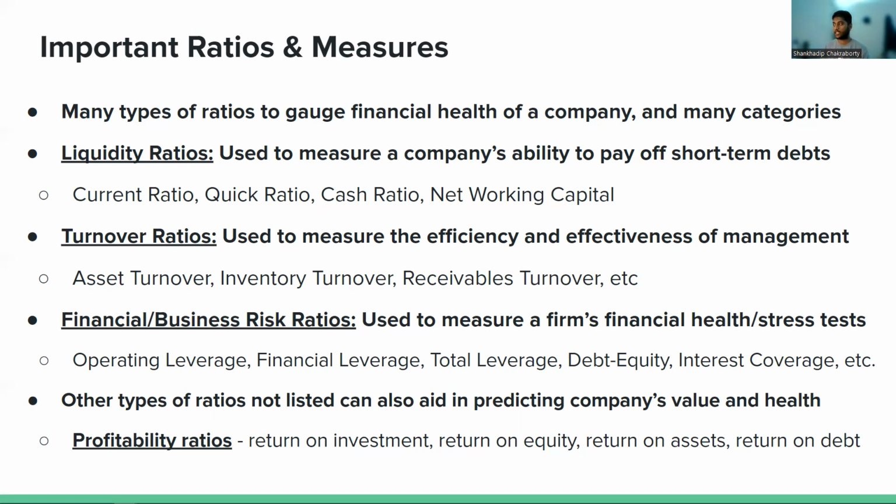Financial and business risk ratios. These are usually stress tests for the financial health of a firm. This is kind of a gray area because it doesn't fall explicitly into one or the other category. It is mainly a short-term measure of the business risk of a company. So you have the three types of leverage: operating, financial, total. We'll get into those later. And they basically measure how dependent a firm's cash flows and net income and revenues are on its fixed and variable costs.